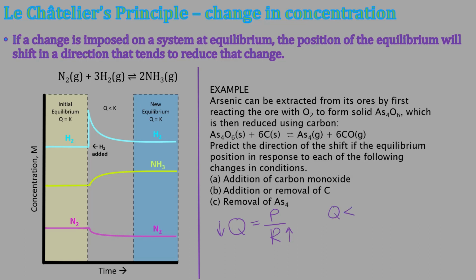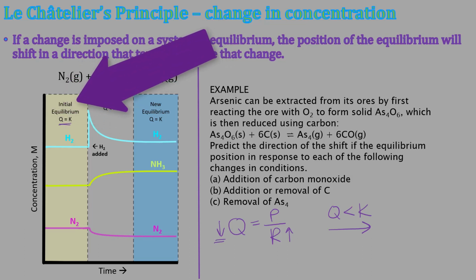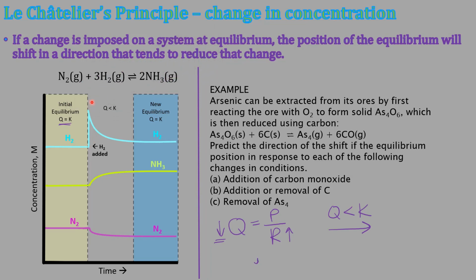Q would then be less than K, and so the reaction would have to go forward because Q decreased, so it would be less than K. And remember, right here, Q is equal to K. When the hydrogen initially goes up, it then has to be consumed, so it's going away from an increase. And if this is being consumed and the reaction is going forward, that means that NH3 is going to increase and N2 is going to decrease.